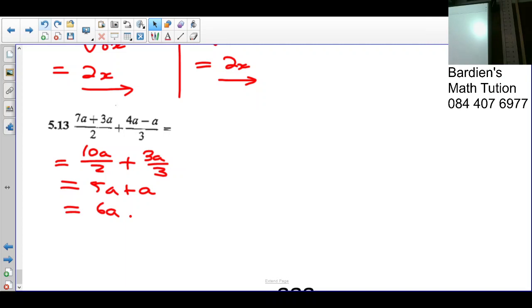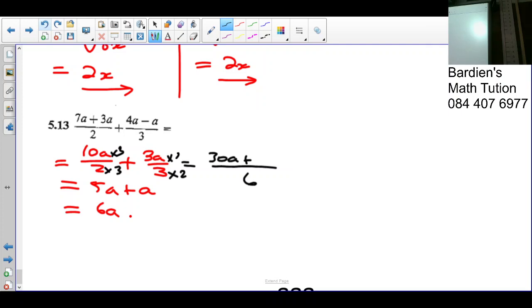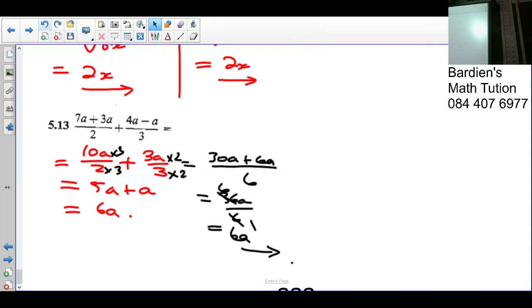You can, but this cancels. She asked, can you multiply the numerators? The denominator is the same. It's going to give you 6 times 5, which gives you 30a plus, you times by 2, you get 6a, which is 36a over 6. 6 goes into 6 once, 6 goes into 36 6 times. 6a. That's also fine. But I saw that I could cancel it first, so I went with that. Okay, you all understand? Don't write the answers on your hand, Michael.